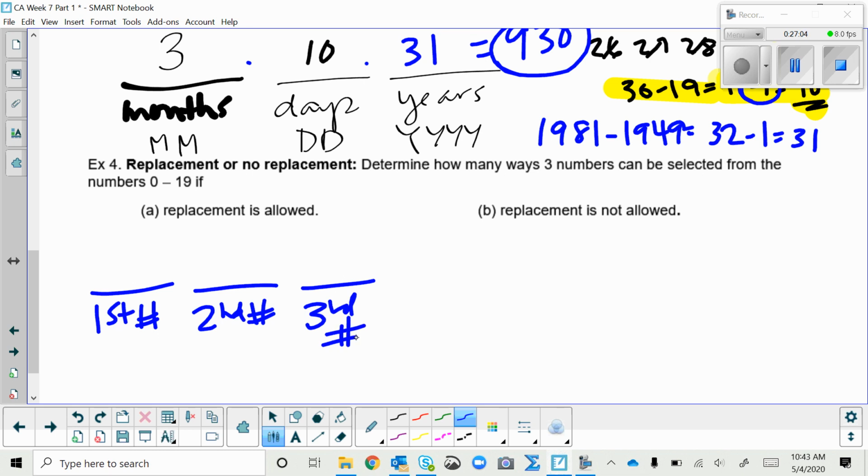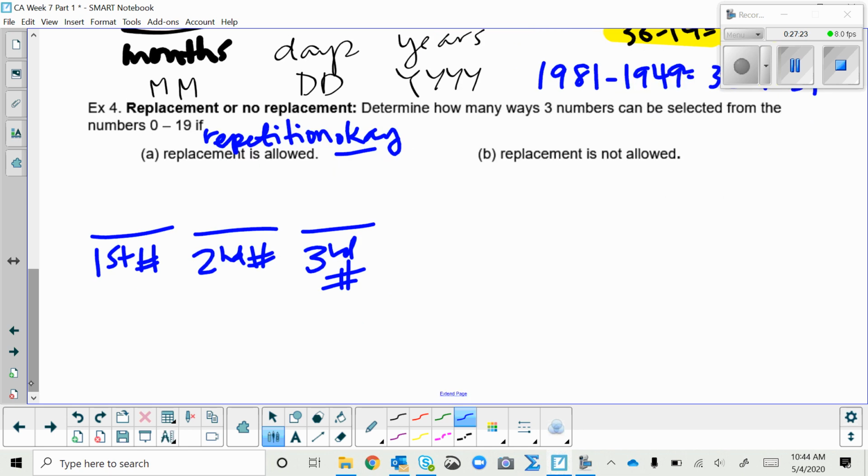Well, if replacement is allowed, that means repetition is okay. How many numbers are there to choose from for the first one? If you said 19, you'd be wrong. It's not just 19, it also includes 0. See, if you had 0 to 2, that's really how many numbers? 3. It's the 2 that you're going up to, but plus 1 more to include 0 as a digit.